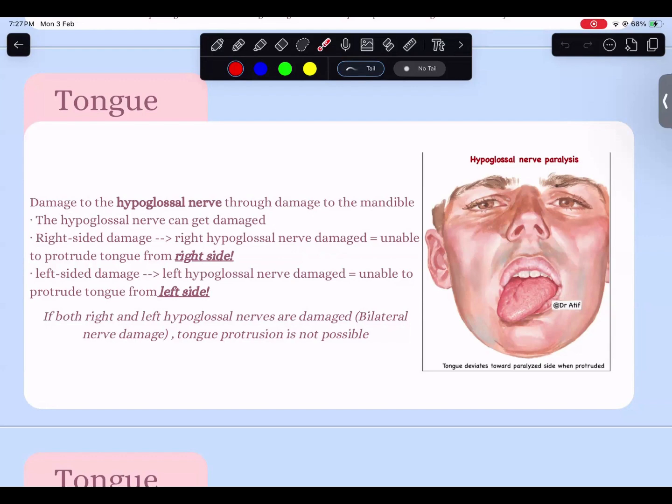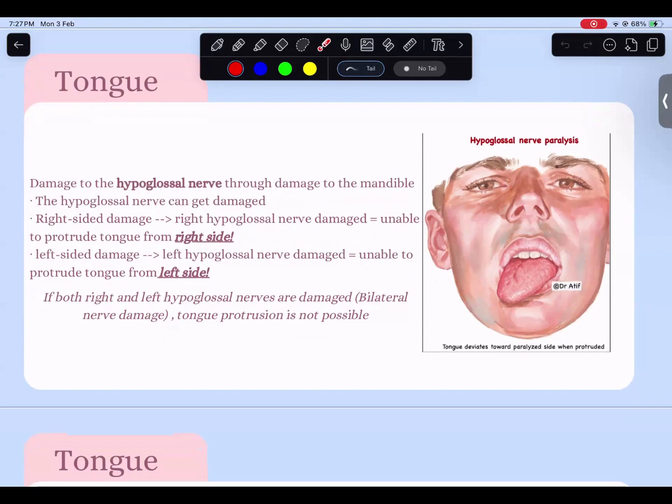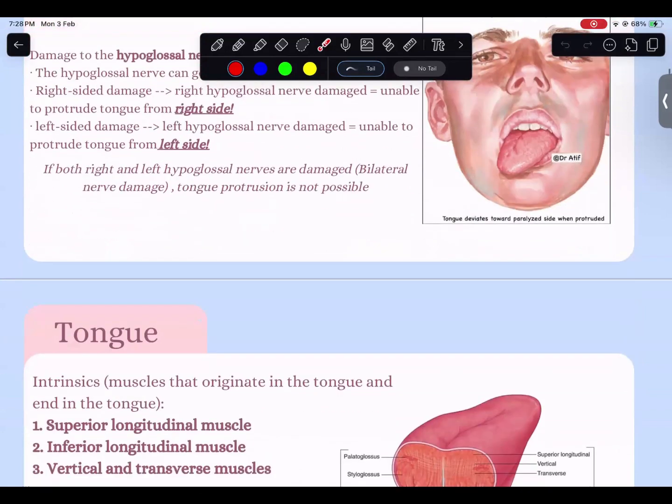So if it's right hypoglossal nerve, it's going to go to the right side. If it's left, it's going to go to the left side. That's really easy to remember because it's ipsilateral sides. And if both the right and left hypoglossal nerve get damaged together, your tongue is just not going to protrude out. It's just going to stay in, and the person can't talk because none of the muscles of the tongue are working, neither left nor right.